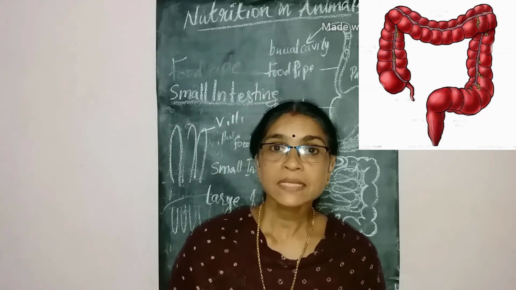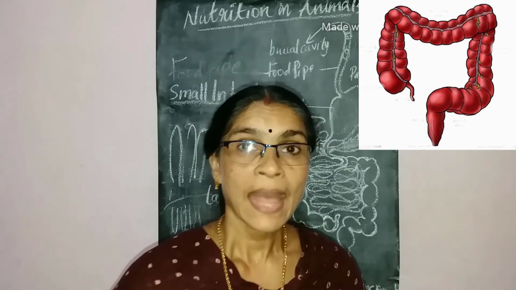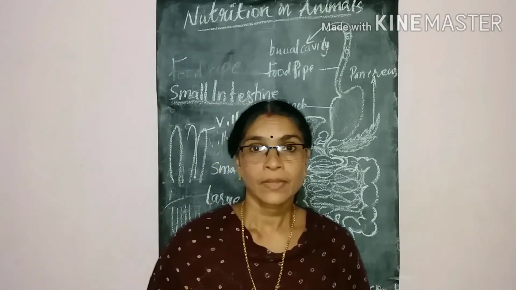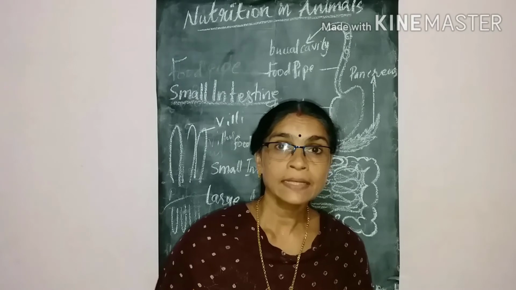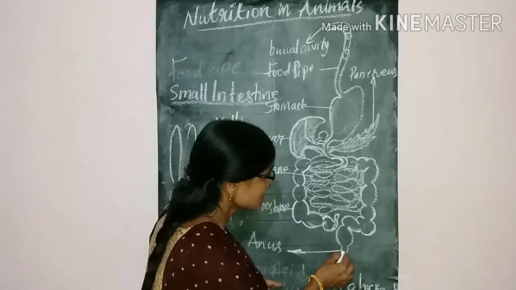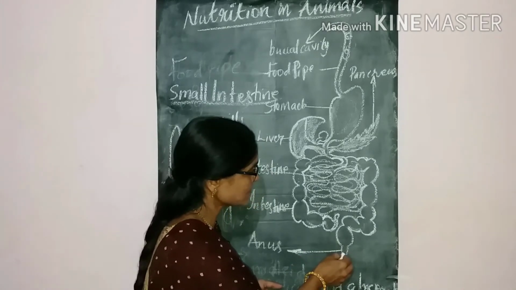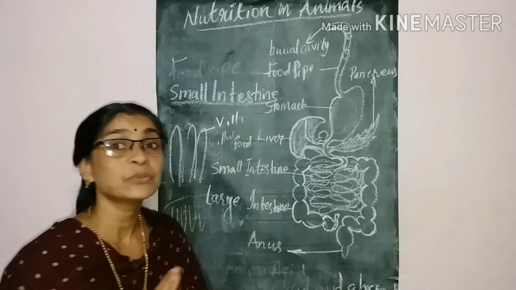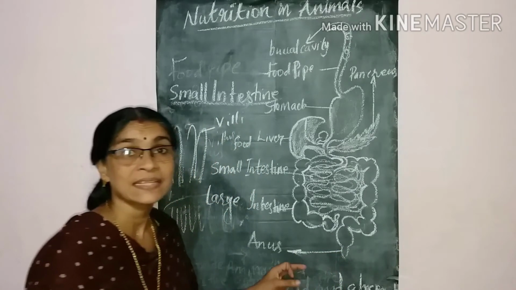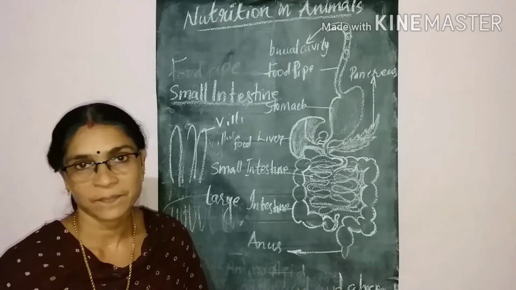After the absorption of water and some salts, the remaining waste passes into the rectum and remains there as semi-solid feces. The fecal matter is then removed through the opening at the last end of the digestive system, from time to time. This removal of the waste material through the anus is known as egestion.